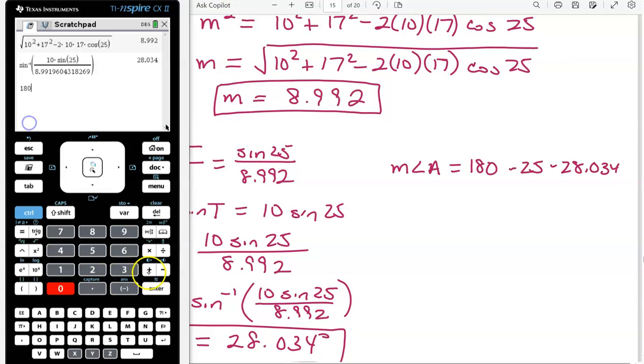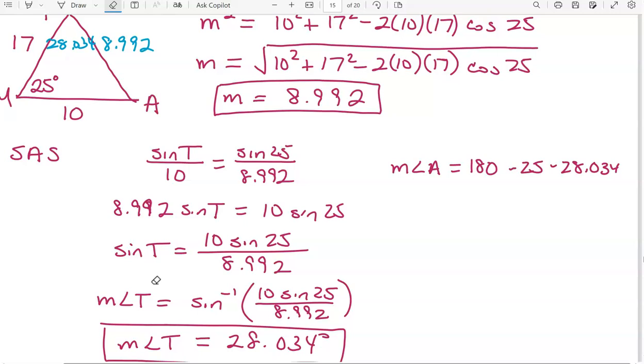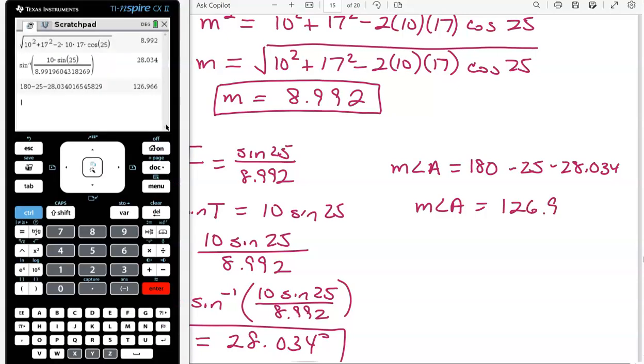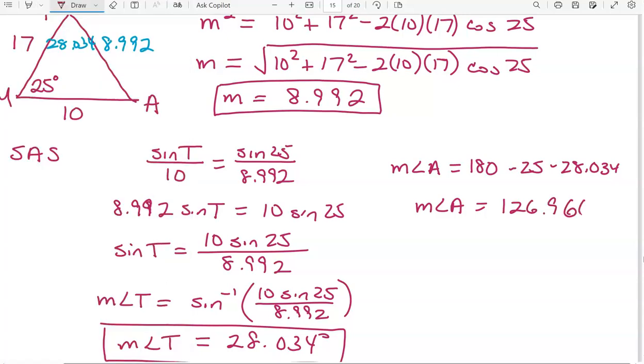Even though this is a final answer and we don't have any calculations left to do, I'm still going to use the answer feature just for accuracy. 126.966 is the measure of angle A. What was that? 966.